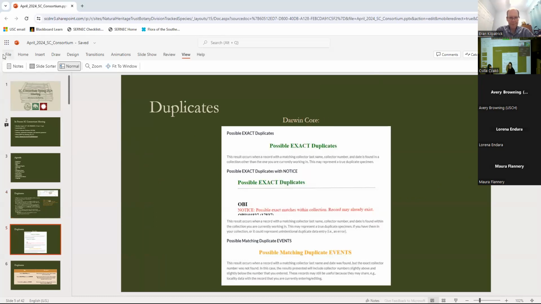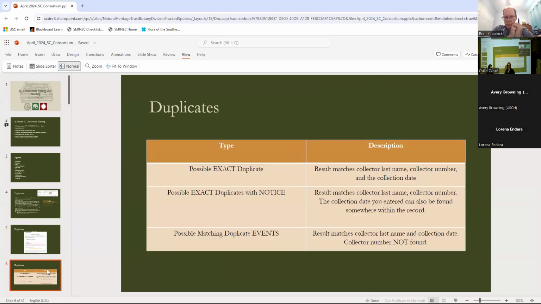Thank you. So this is a screenshot for the Darwin core descriptions for your result possibilities. It's a little wordy. So on the next slide, we have a table breakdown. So there's possible exact duplicate, and it means the result is going to match the collector last name, the collector number, and the collection date. This is where it's most likely to be a duplicate. Possible exact duplicates with notice means it matches the collector name and the number, and the date you entered can be found somewhere within the record, but it's not necessarily attached to the date field. If you have possible matching duplicate events, it means it matches the collector last name and the collection date, but it did not find the collector number.